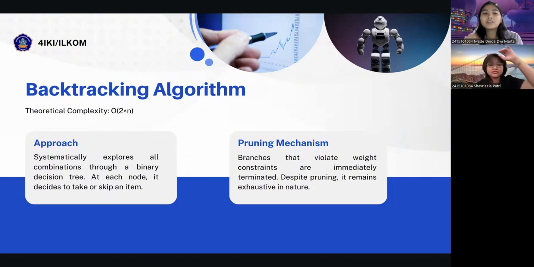So this is our algorithm. We use backtracking and dynamic programming. The first algorithm we studied is backtracking. Think of this like exploring a maze. The algorithm tries every possible path. If it sees that a certain path will go over the weight limit, it stops, goes back, and tries a different path. This is called pruning. While it always finds the best answer, it can be very slow because it has to check so many combinations.